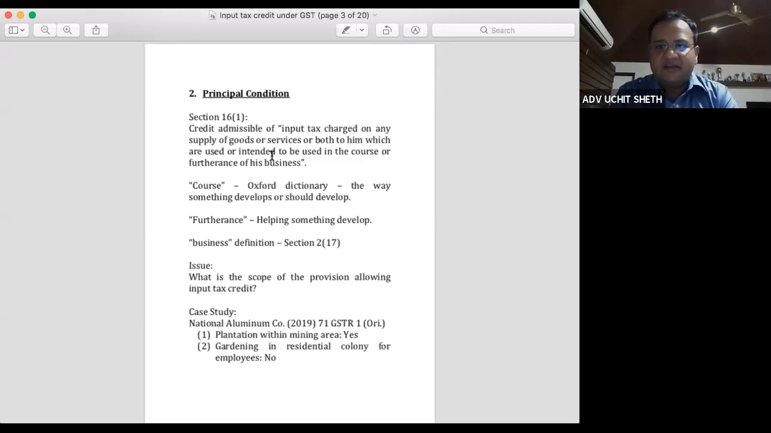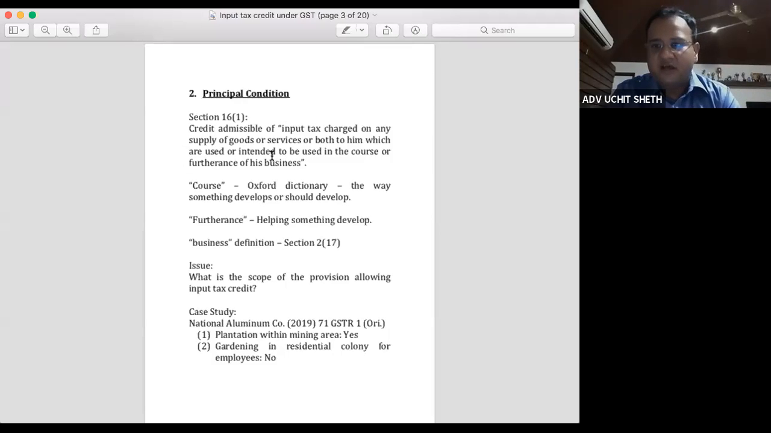Now, just to understand that in spite of such a wide scope, what are the possible gray areas? I have just picked up an advance ruling of Orissa in the case of National Aluminium Company, 2019-71 GSTR 1, where a number of questions were raised regarding admissibility of input tax credit. I have just picked up two examples to highlight the contours of the provision.